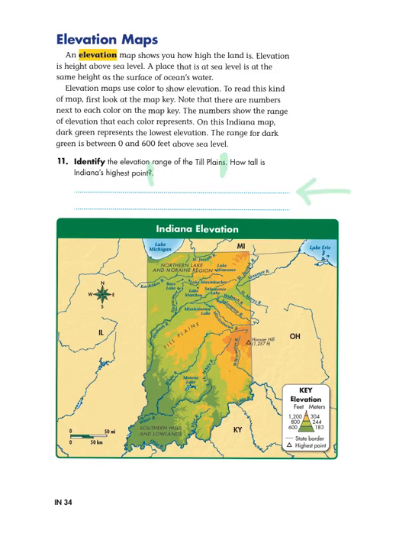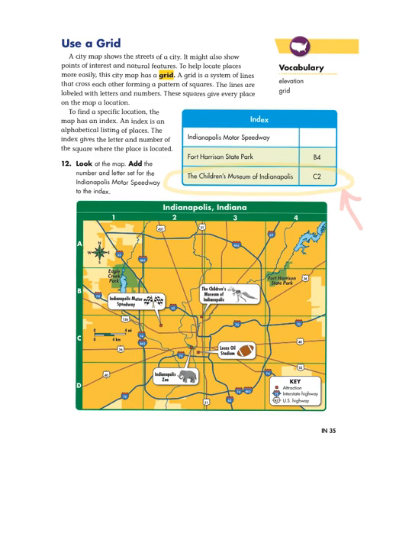And then on number 12, on the next page, you have to identify where the Indianapolis Motor Speedway is located relative to the grid system on this map. So you would give the coordinates.